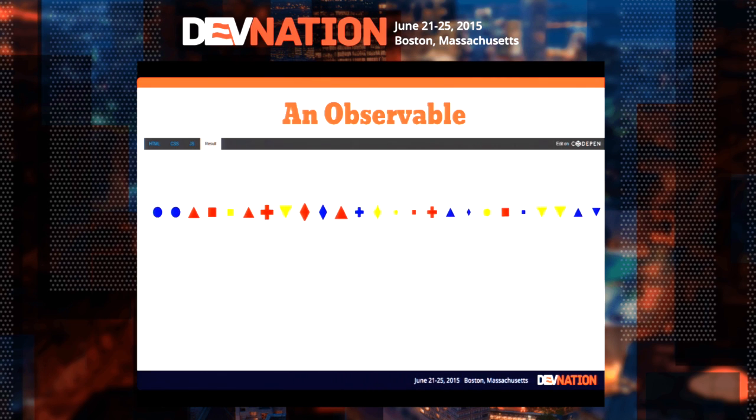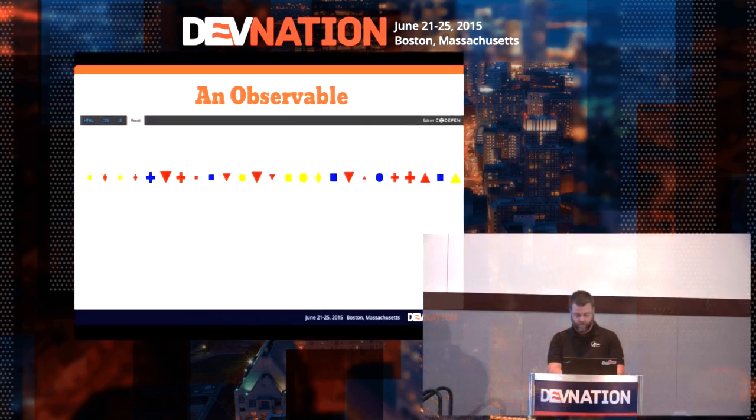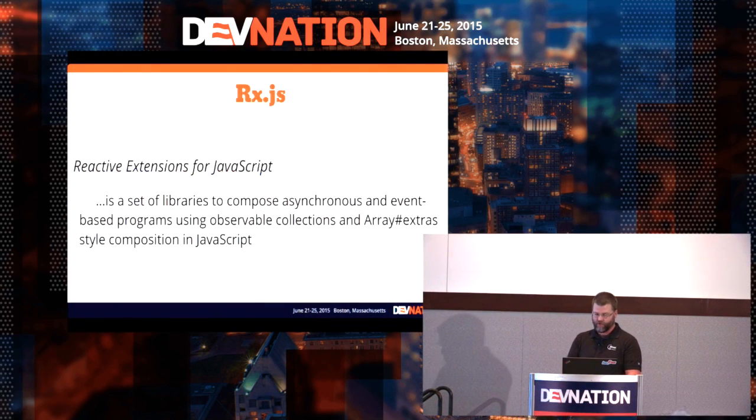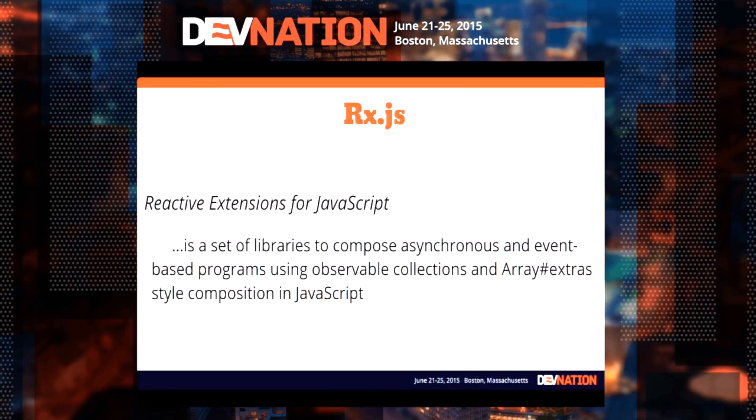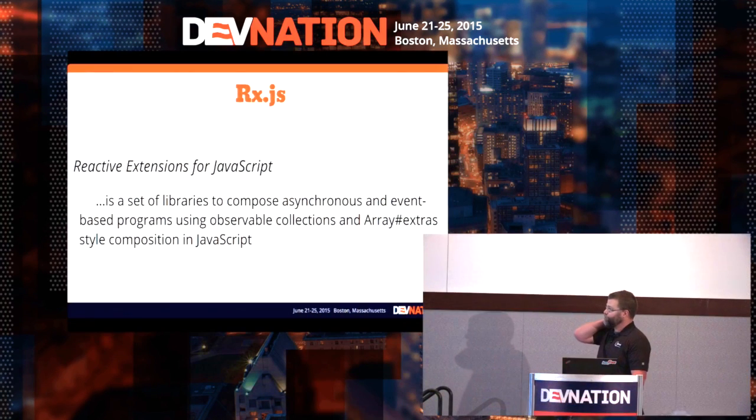So if these are such seemingly different concepts, how is it then that we're going to be able to use the same tools on both? So at this point, I'll introduce the library Rx.js. There's the Reactive Extensions project, which you may or may not have heard of. It's a project that's implementing a set of reactive extensions in a number of different languages. Rx.js is the implementation of these reactive extensions in JavaScript. And so it's a set of libraries that allows us to compose asynchronous and event-based programs using observables.